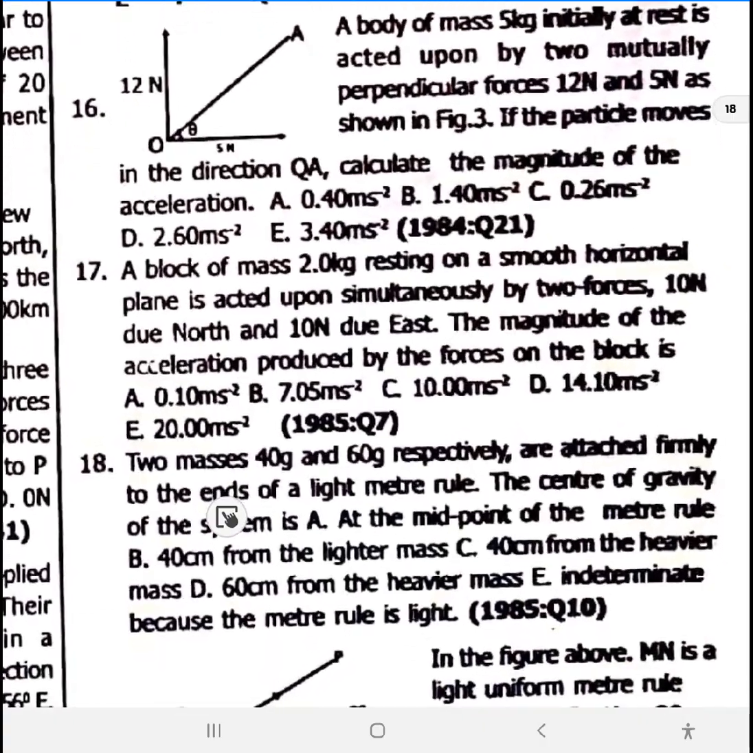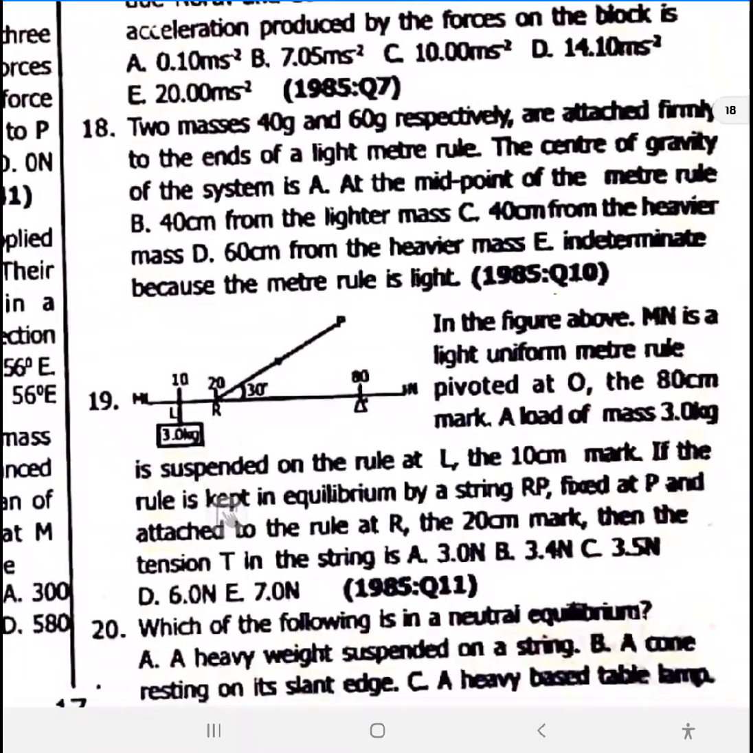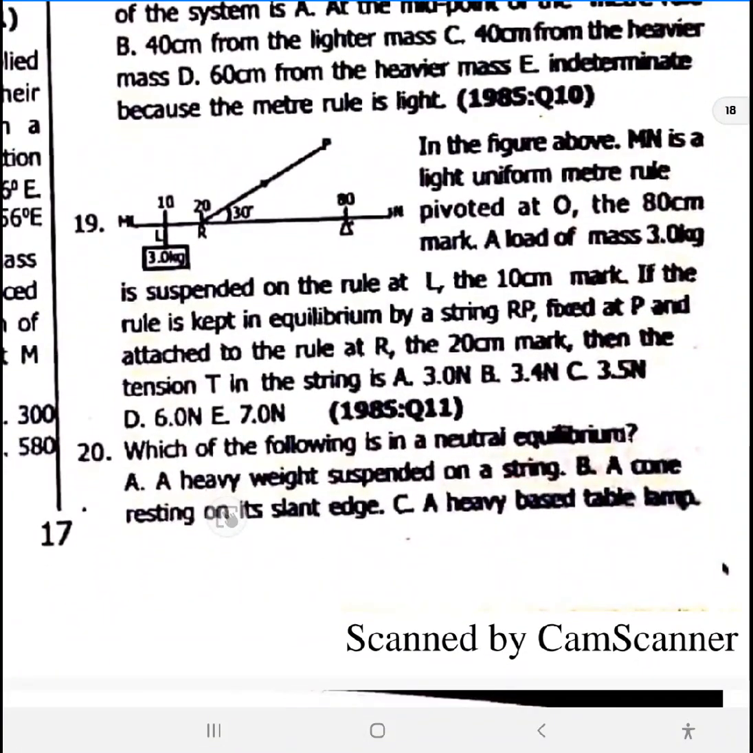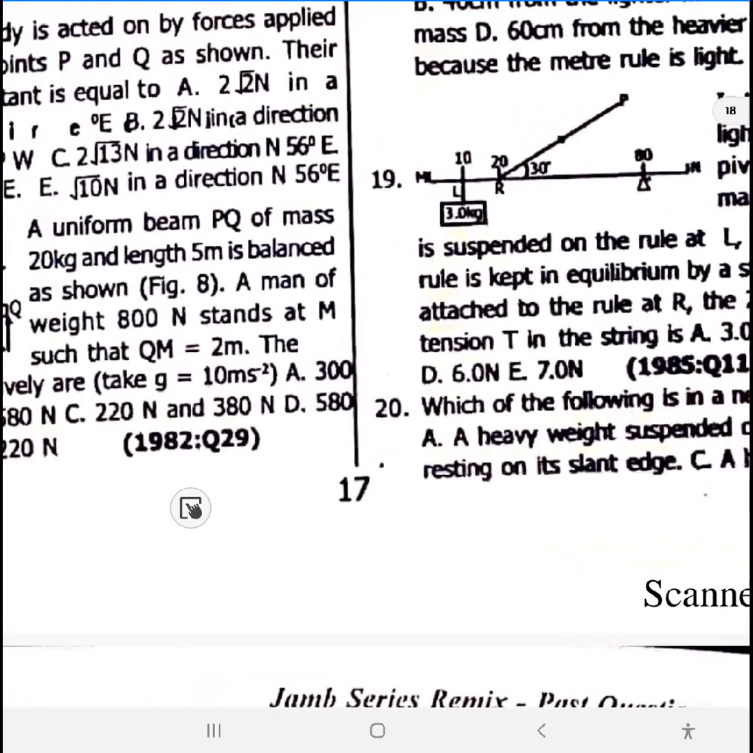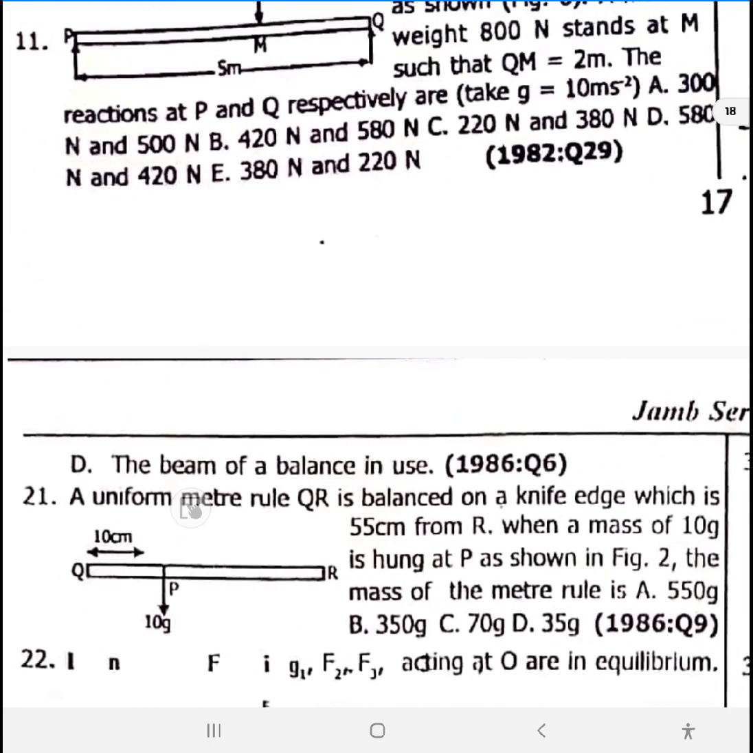15 skip. 16 skip. 17 skip. 18 skip. 19 skip. 20. Let's tackle this. Which of the following is in a natural equilibrium? A heavy weight suspended on a string, a cone resting on its slant edge, a heavy base table, the beam of a balance in use.